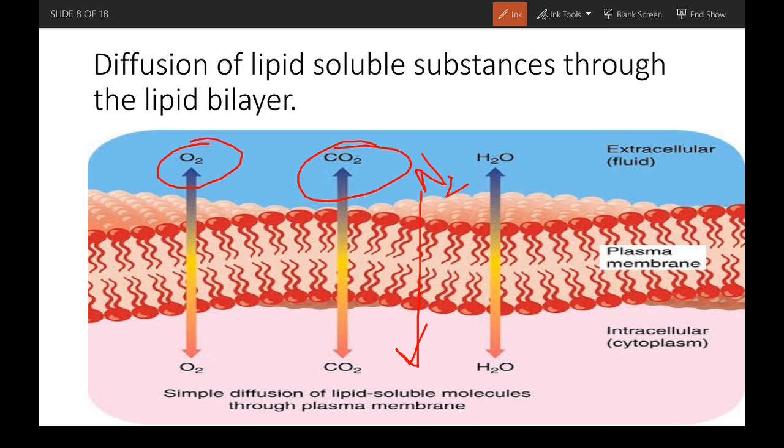Right? So we can say that oxygen and carbon dioxide are easily transportable because they are soluble in lipid molecules, while water requires a protein called aquaporin to be transported from one side of the plasma membrane to the other, because water is immiscible in the lipid.